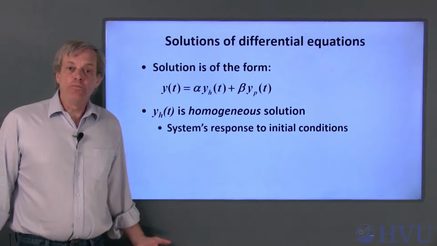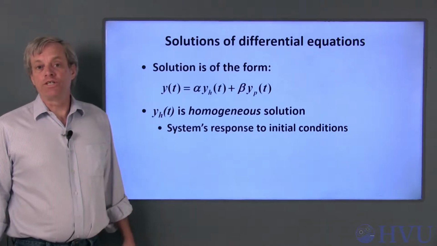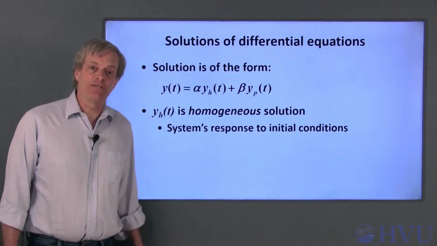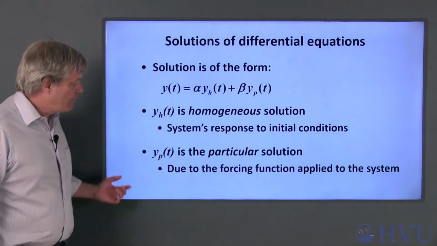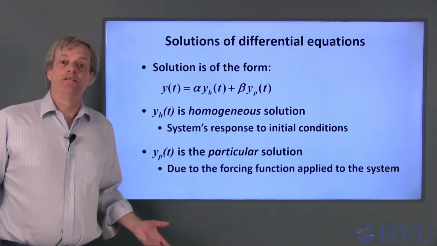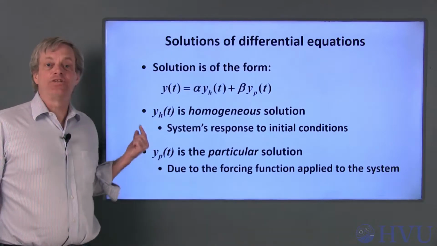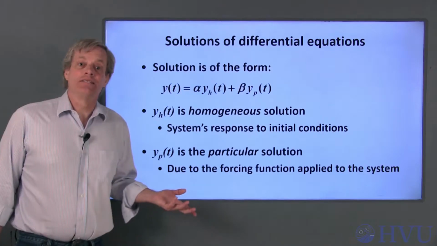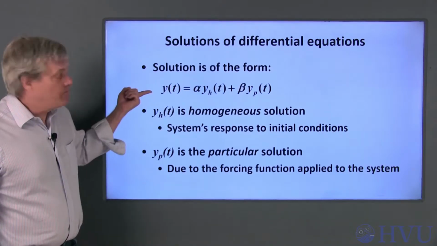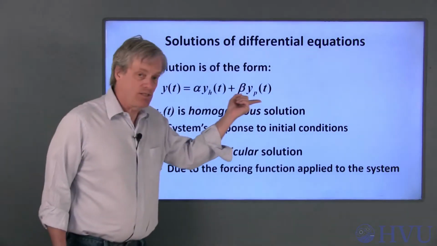To determine the homogeneous solution, the forcing function is set equal to 0 and the system's response to the initial conditions is determined. The portion of the solution due to the forcing function is called the particular solution. To determine this part of the response, the initial conditions are ignored. Since the differential equation is linear, these two responses can be superimposed, and this is the complete solution.